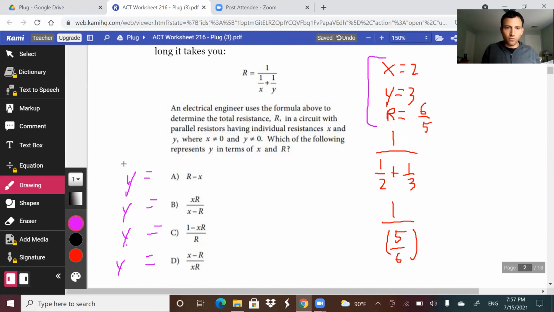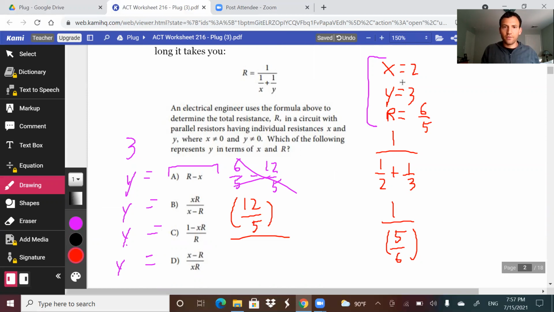So we have to figure out which one of these expressions right here is going to equal y, which is 3. Well, r is 6/5 minus x, which is 2, so that would be 12/5. That's going to get us a negative number. So we already know that that one's gone. If we look at b, we have 2 times 6/5, so that gets us 12/5. And we have that over what I'm going to call 10/5, right? Because that's 2, 10/5 minus 6/5. And that gets us 4/5.